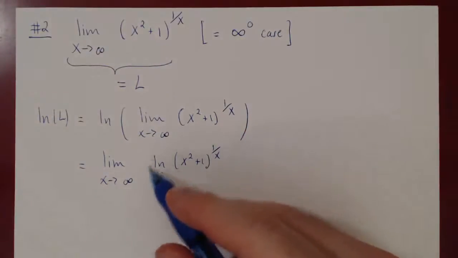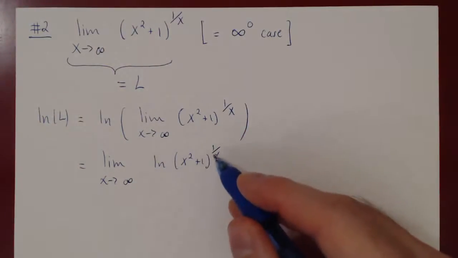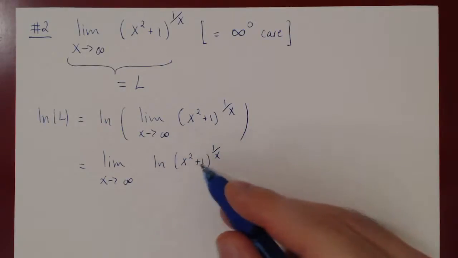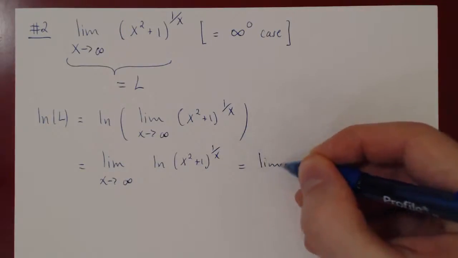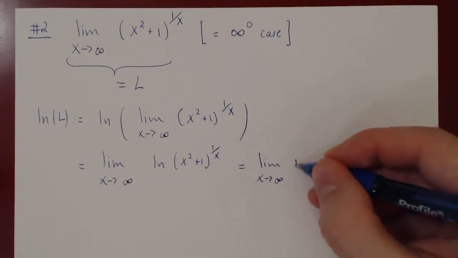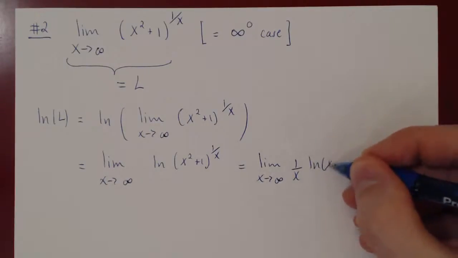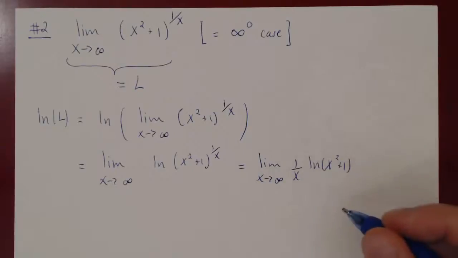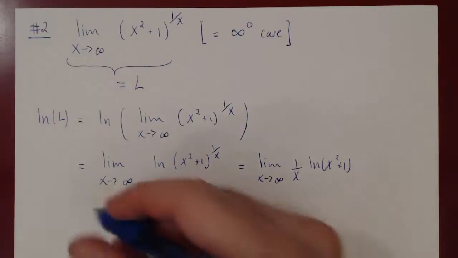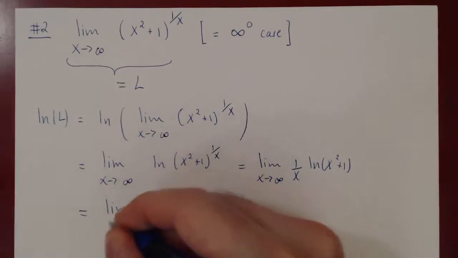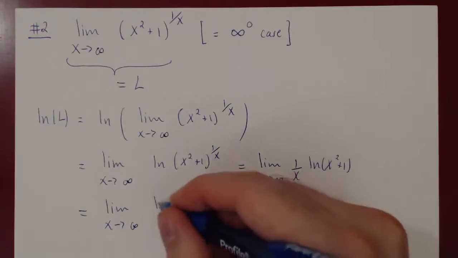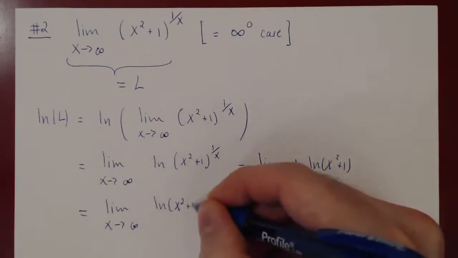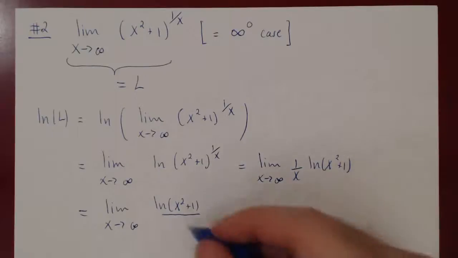Now we use our property of the logarithmic function: ln of a to the b is b ln of a. We can move the exponent outside as a multiple of the ln of the base, which will give us the limit as x goes to infinity of 1 over x times the ln of x squared plus 1. Well, if we want to use L'Hopital's rule, we have to have a single fraction, but multiplying by 1 over x is just dividing by x. So we'll have the ln of x squared plus 1 over x.